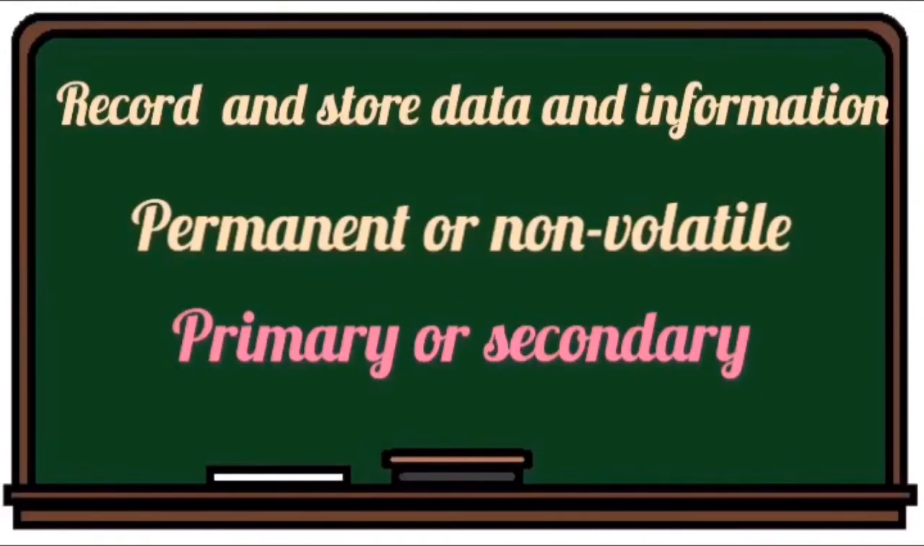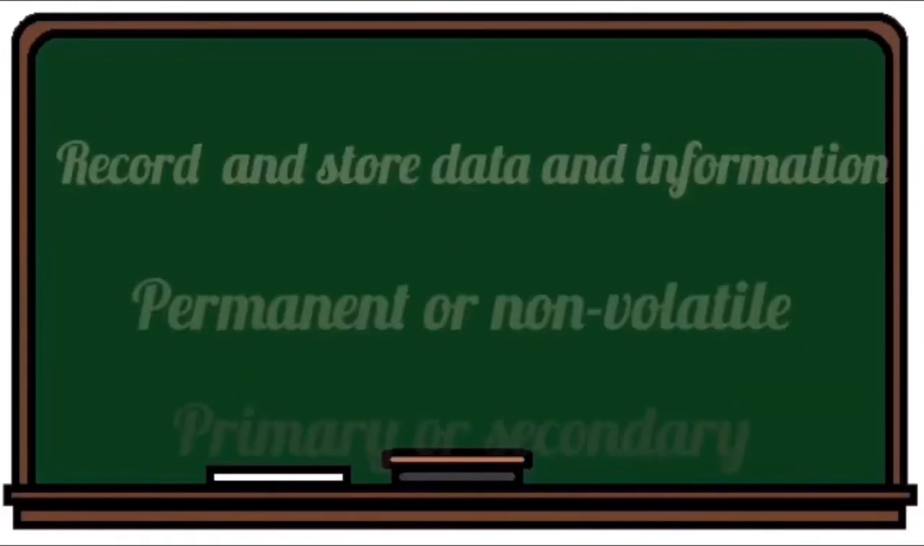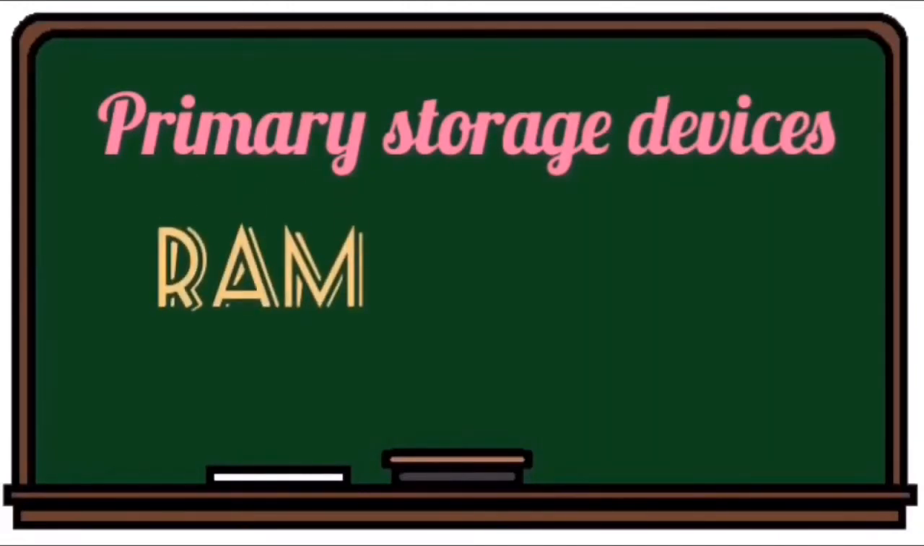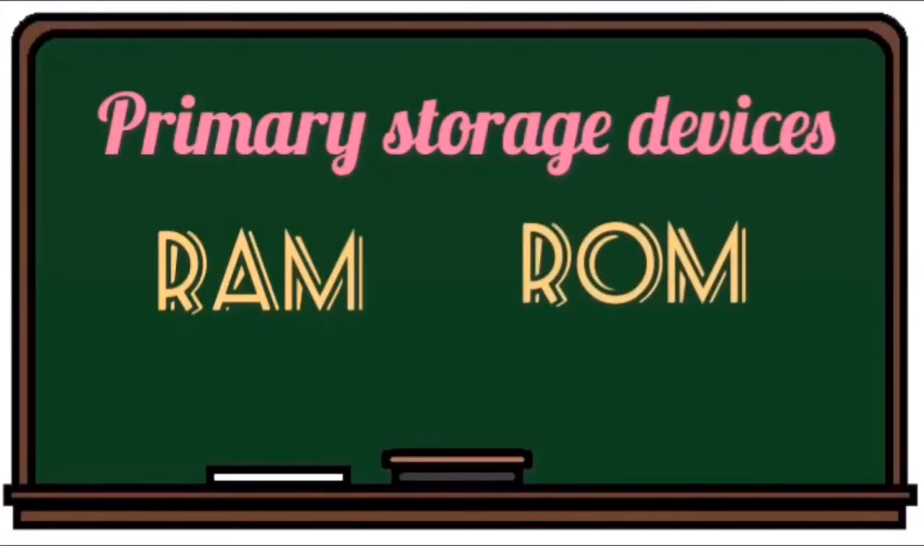What do you mean by primary storage device? A primary storage device is nothing but one which is already present inside a computer. As a part of the computer, when you purchase a computer, the primary storage device will be inside it. Examples are RAM, random access memory, and ROM, read-only memory. These two things will be present inside the computer once you purchase it.